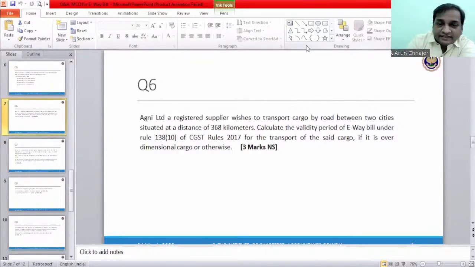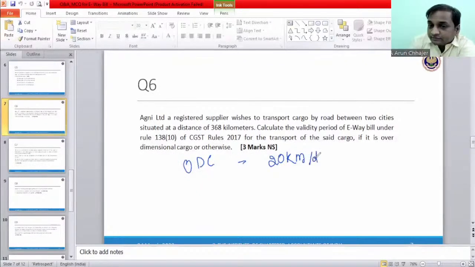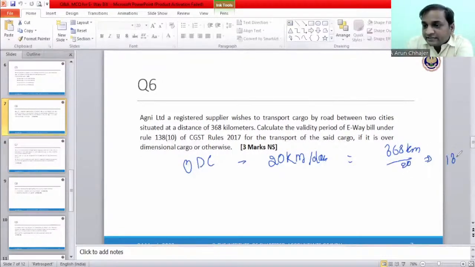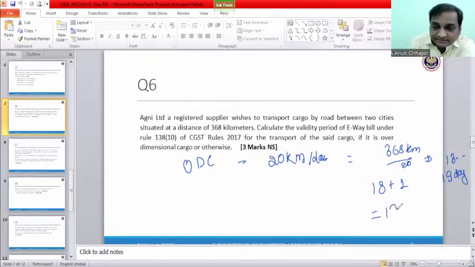So if it is ODC cargo, it is 20 km per day. Total distance 368 km divided by 20 gives 18 point something. So it means the validity would be 19 days. 360 km would be 18 days, and any part thereof would be an extra 1 day. So 18 plus 1, total 19 days.